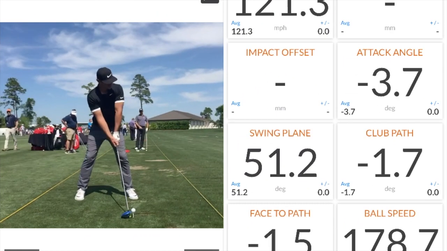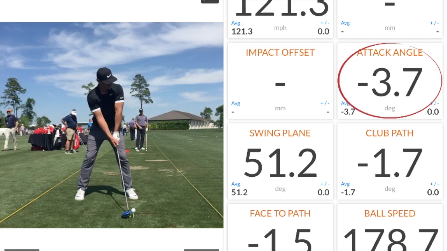Hi team, Coach Tim here, and I just wanted to take this quick opportunity to share with you one very unique and interesting component, the angle of attack, and how that affects just how far we can potentially hit the golf ball. So, what is angle of attack?